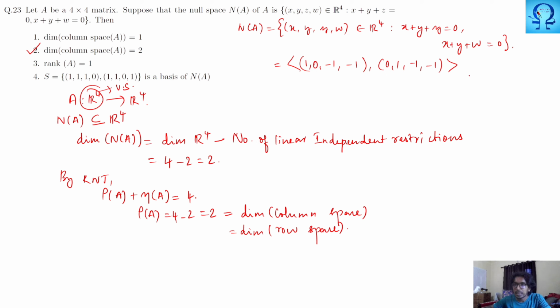Here in option 4 they were asking about the basis for null space of A. That is why here I have given you the idea to find out the basis elements which generate null space of A. Since we have two restrictions, I have put in both the restrictions x and y. That is why I have put x is equal to 1 and y is equal to 0 at first instance, and then x is equal to 0 and y is equal to 1 in the second instance, and I get the value of z and w, with which I have written out the basis entries. So the right answer to this question is option 2. That is, the dimension of column space of A is 2.